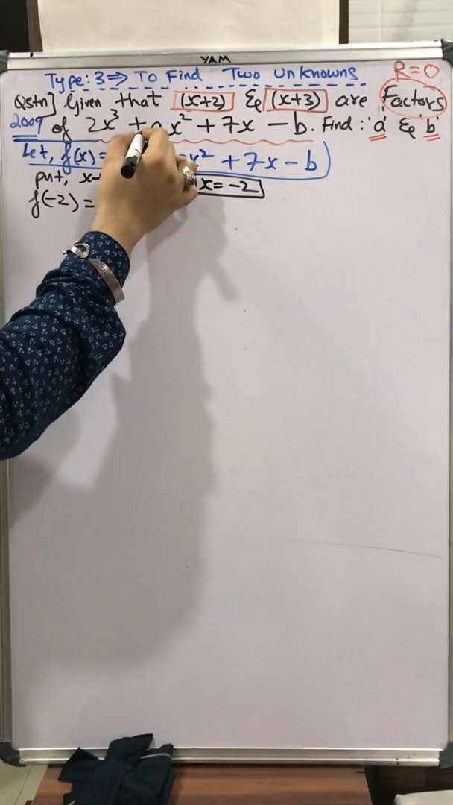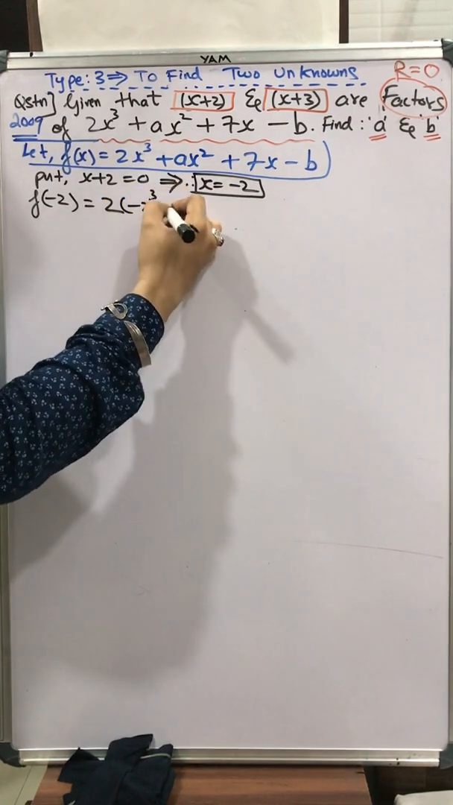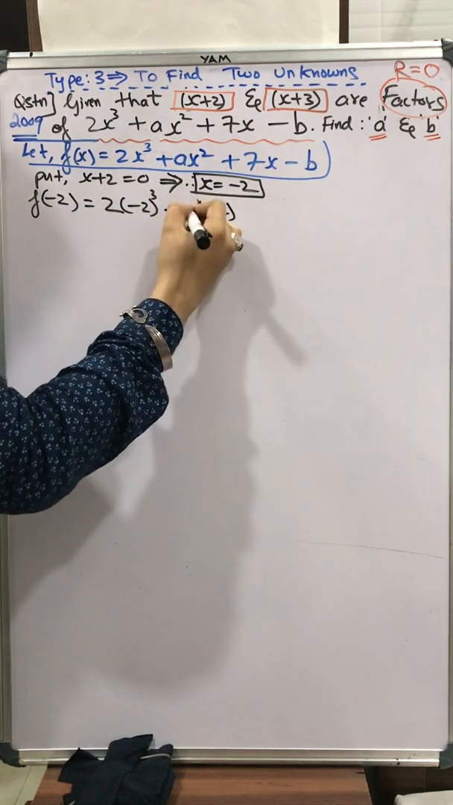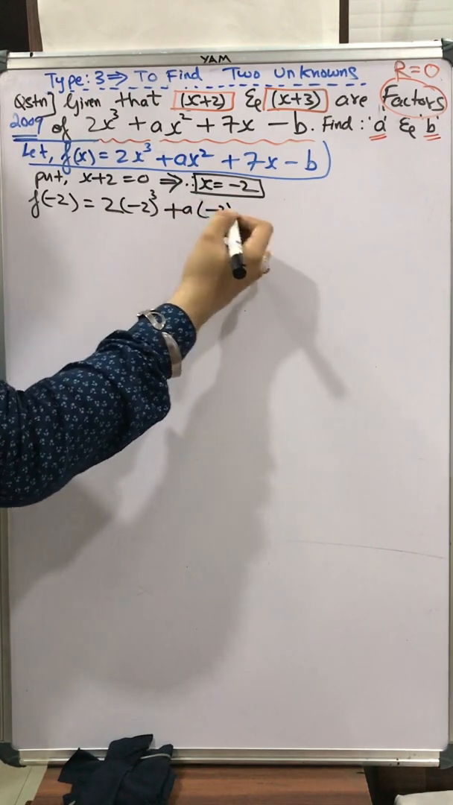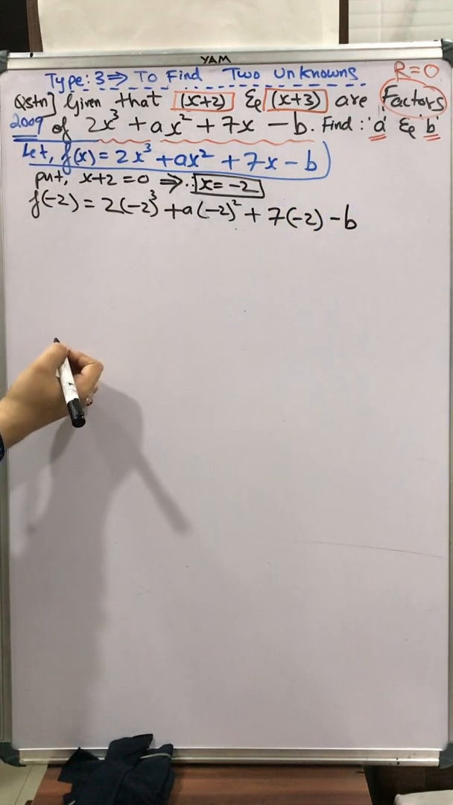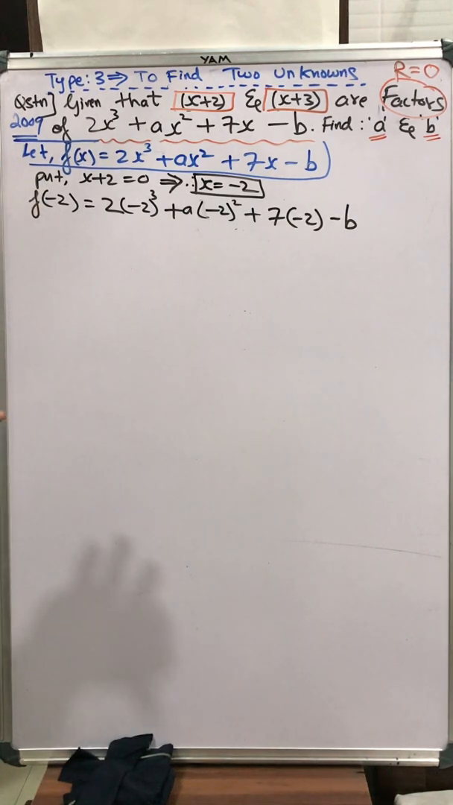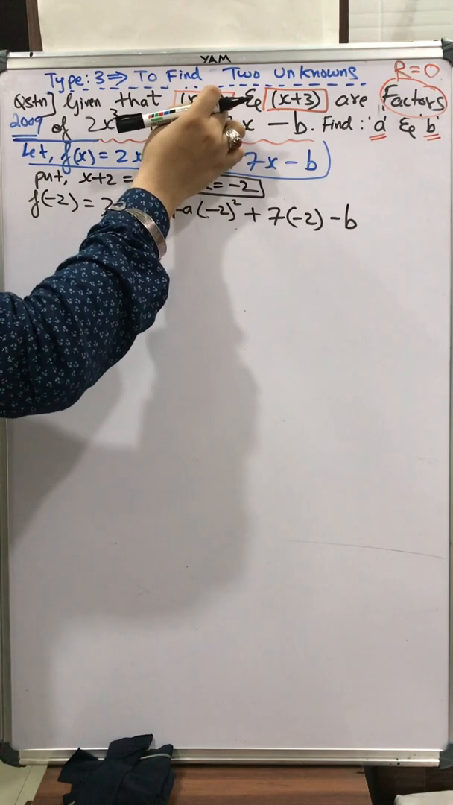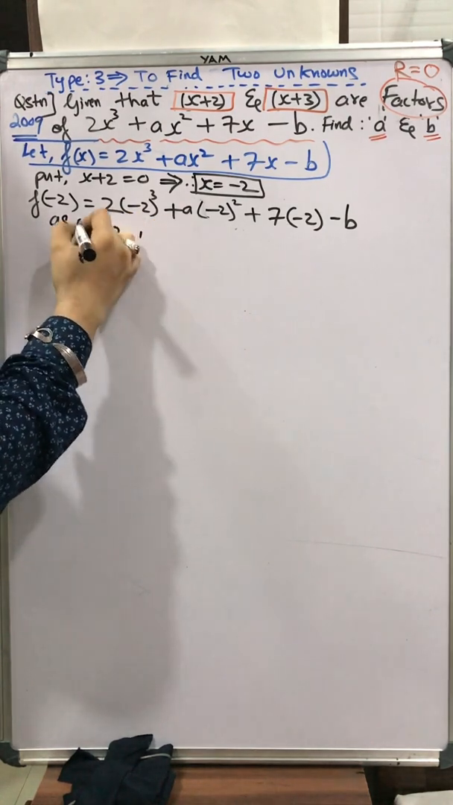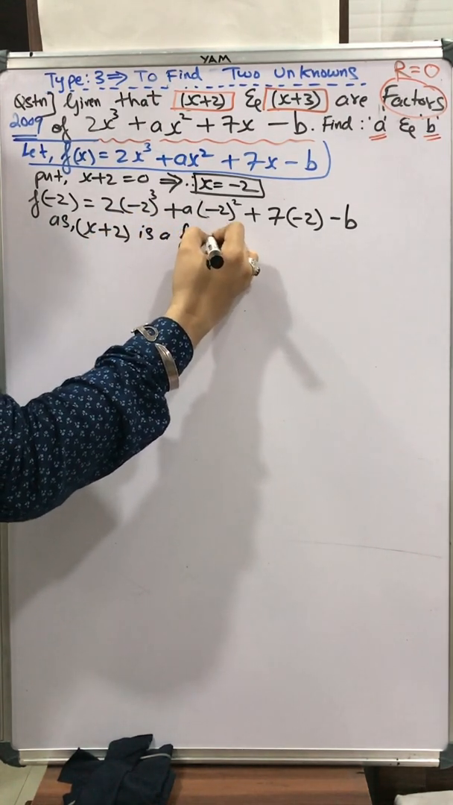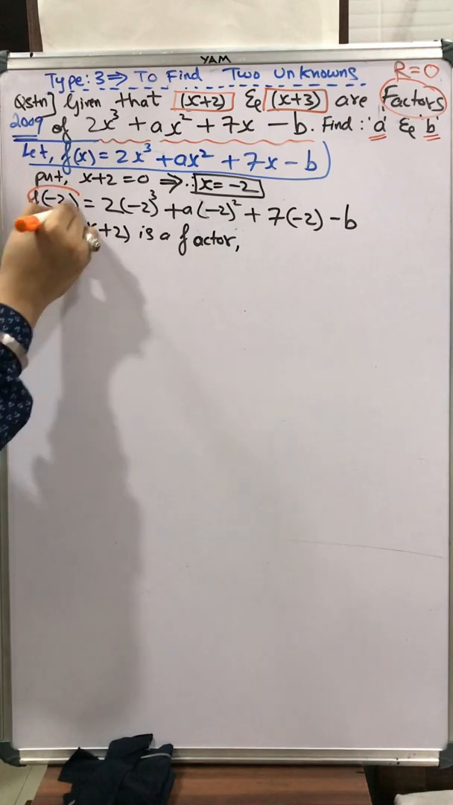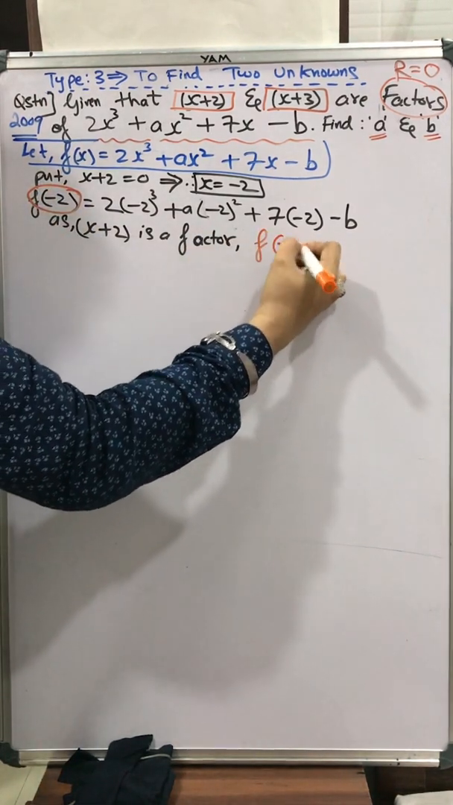So 2 as it is, 2, x cube becomes minus 2 cube, plus a as it is, a, times minus 2 square, plus 7 into minus 2, minus b. Now, students, at this point I can say that it's given that x plus 2 is a factor. That means the value of f of minus 2 is 0. Therefore f of minus 2 becomes 0.